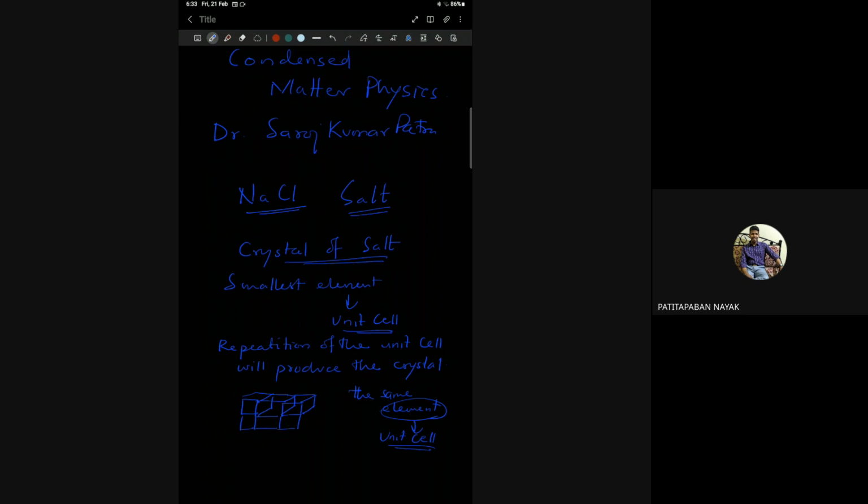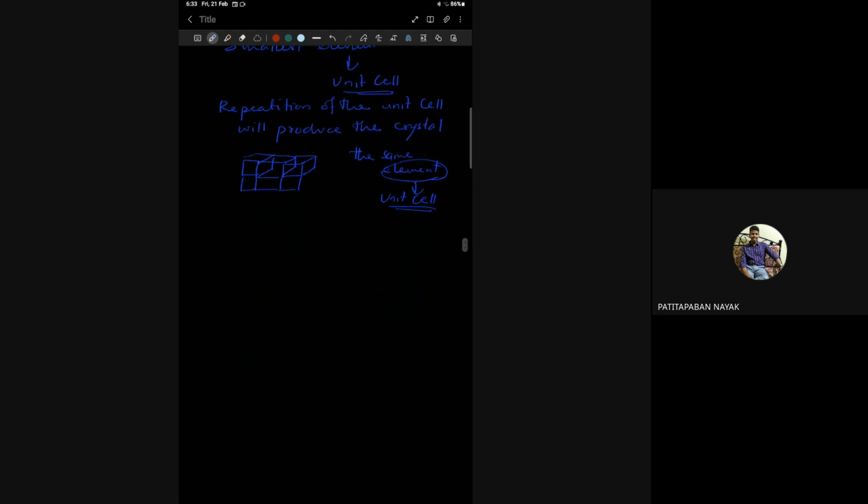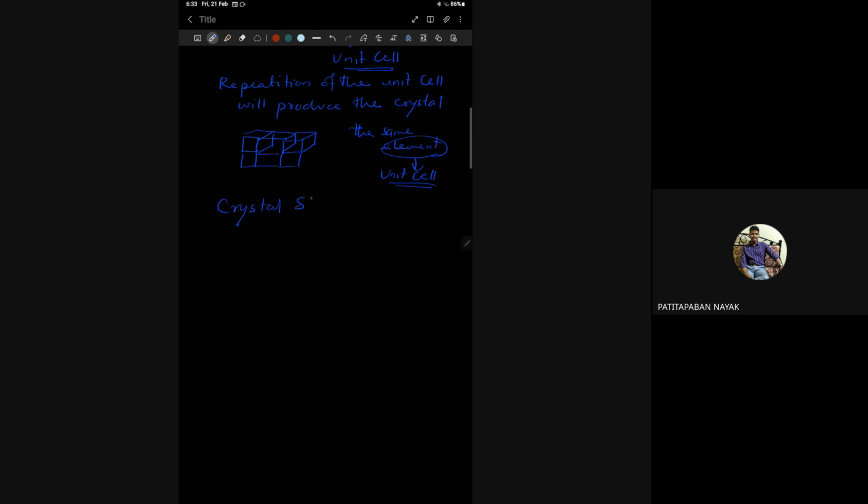For that, we need to write something like this. Crystal structure is made up of something called lattice plus basis. This lattice is nothing but a mathematical arrangement of points, and the basis is an atom or group of atoms or molecules.